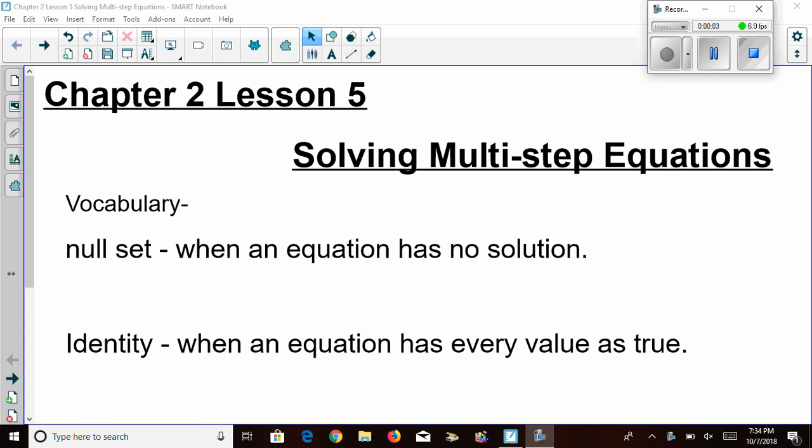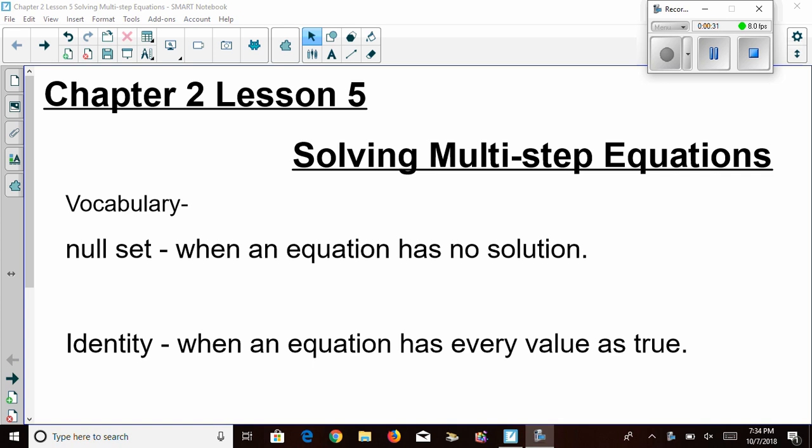Welcome to Chapter 2, Lesson 5, where we will be solving multi-step equations. With each of our lessons since the beginning, we have been building on top of our skills of solving equations. We started at Lesson 1 with our foundational skills, and now we're moving into the final lesson. We're going to be adding in our last and final steps.